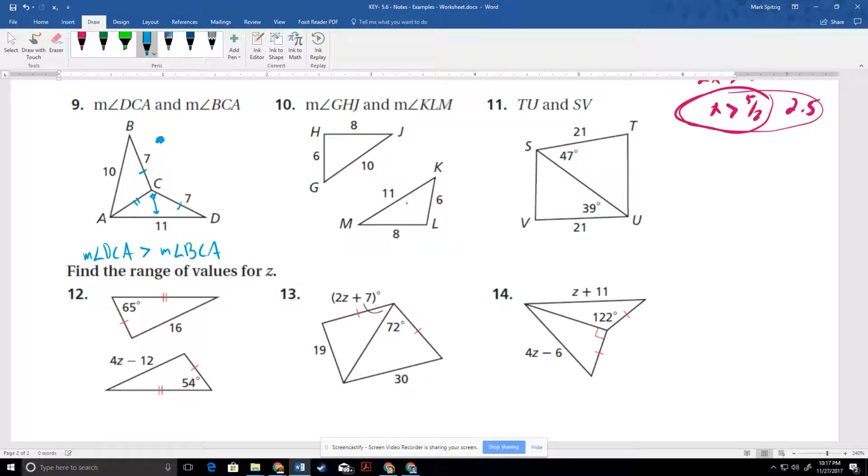All right, we have all the sides. Let's try to mark things to make it easier. We have a 6 there, a 6 there, an 8 there, and an 8 there. Yep, so we're trying to compare angle H, and angle M, and angle L, I should say. So we're looking at this angle and this angle right here, right? Because 11 is bigger than 10, we know that angle KLM has to be bigger than the measure of angle GHJ.